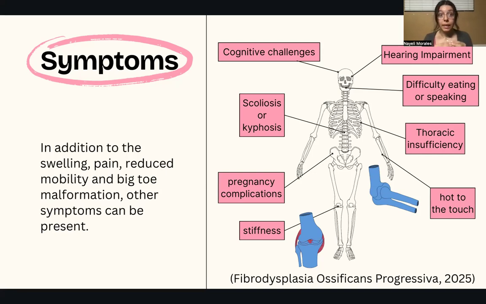Another one is stiffness of the joints. As we know, joints have different functions. They can glide, they can rotate, and because of this disease, unfortunately, they'll have a lot of stiffness.